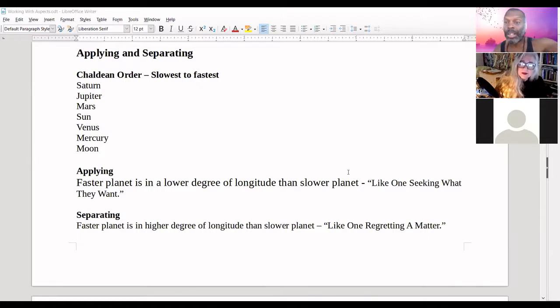Those of you who have already done Saturn, do the same thing with Jupiter. 22 Scorpio, Saturn square Jupiter. Yes, Jupiter is applying. Hey, Sophia, so that's an example. 16 Aquarius Jupiter applying to a 22 Scorpio Saturn. So the faster planet is at a lower degree than the slower. Okay, good. Now everybody do your Jupiter.